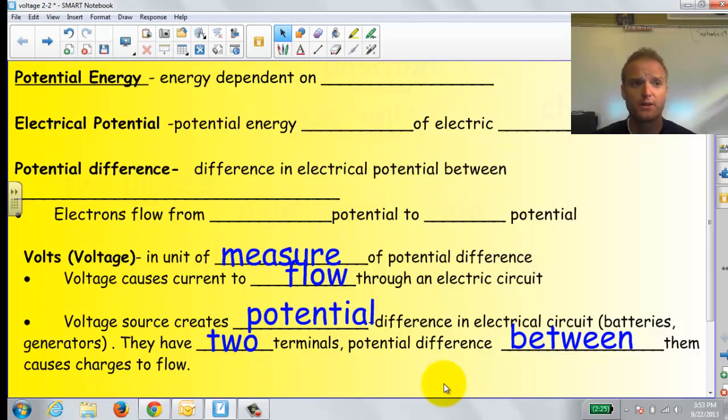When a battery is brand new, there's a lot of potential difference between the positive and the negative. As that battery is used up, those charges balance out, or that hill basically shrinks down until there's no hill, and so now the electrons cannot flow. So the greater that difference in potential, the higher the voltage is going to be.